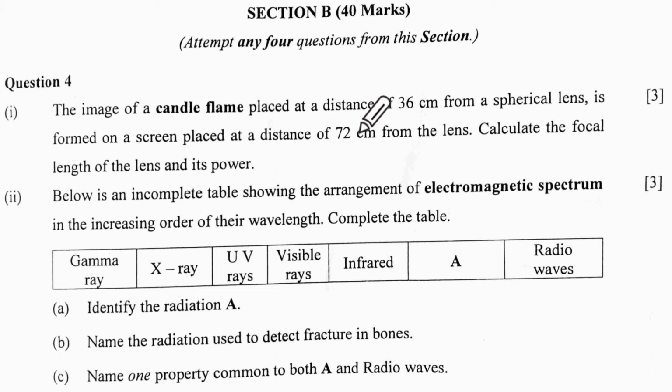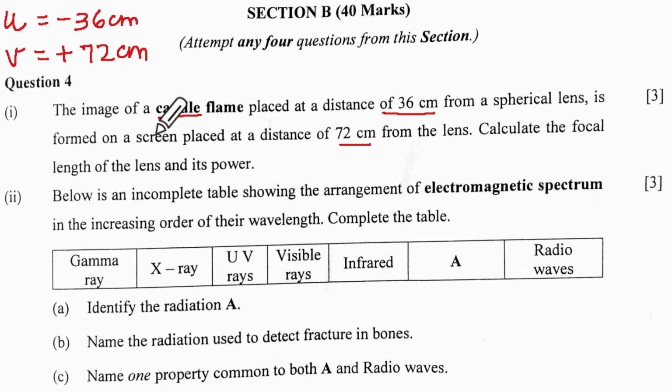The image of a candle flame placed at a distance of 36 centimeters from the spherical lens is formed on the screen placed at a distance of 72 centimeters from the lens. Calculate the focal length. Now, this is your object distance because the candle becomes the object. Now, remember, your object distance is going to be on the left side of the lens, and the ray will come from left to right, but we are looking at the opposite direction, so it will have negative sign convention wise, it will become minus 36 centimeters. And the image is going to be on the other side, it is going to be 72 centimeters on the positive side. So it's going to be positive 72 centimeter. And we have to find the focal length.